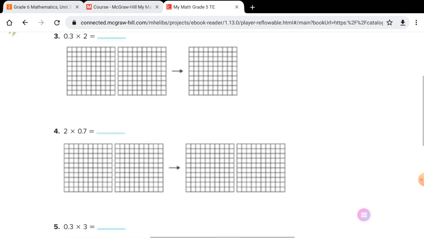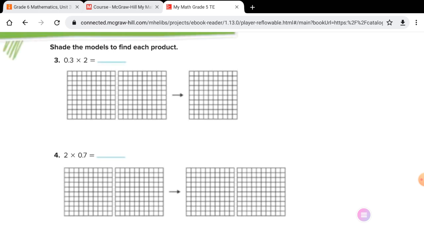Okay, so the problem is 0.3 or 3/10 times 2. Pull out your highlighter. Multiplication is the same thing as repeated what? Addition. Repeated addition. So that's what it's going to have us do here. It's going to have us shade 0.3 here. I want you to write this. And 0.3 here.